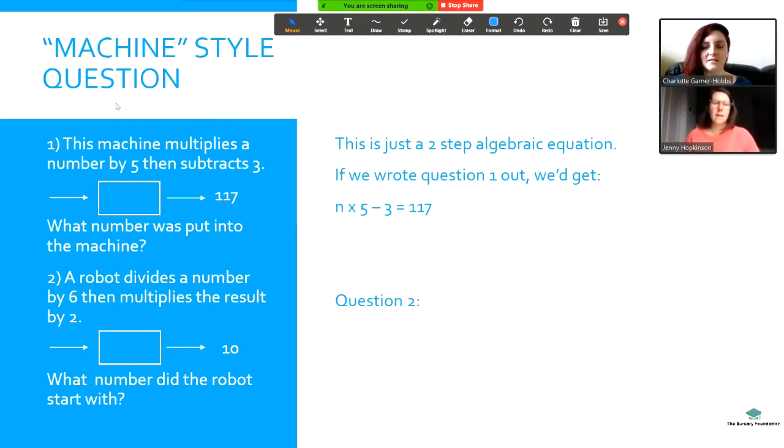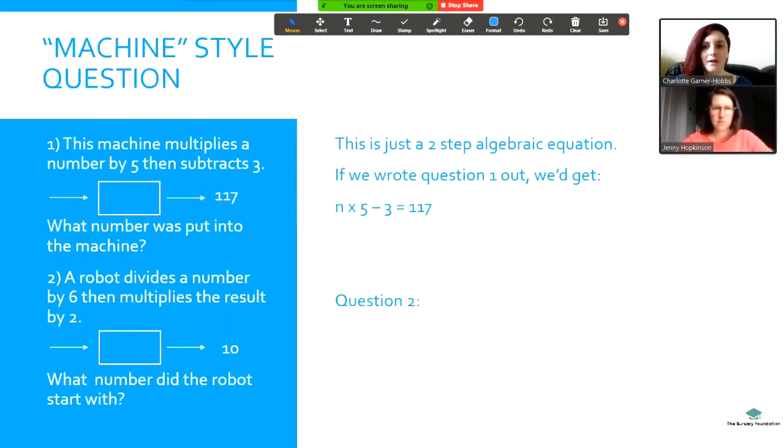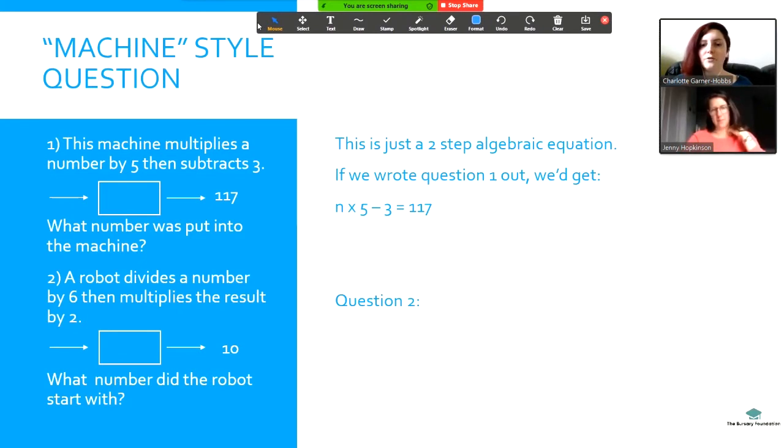I've got a machine style question and a riddle style question. The machine ones you've probably seen in practice SATs papers for reasoning. You've got a robot or a machine which does a certain bunch of sums and pops out a number at the end. So this machine multiplies a number by 5, then subtracts 3, and the answer it gets is 117. What number did it start with?